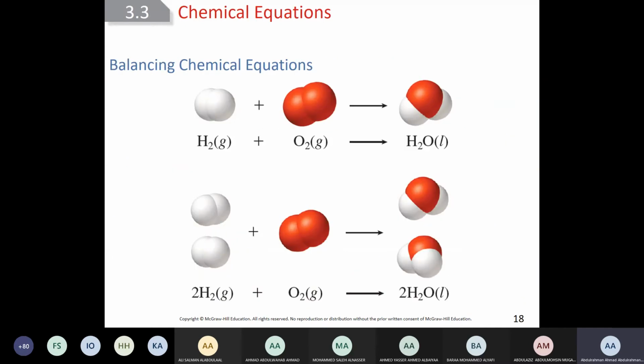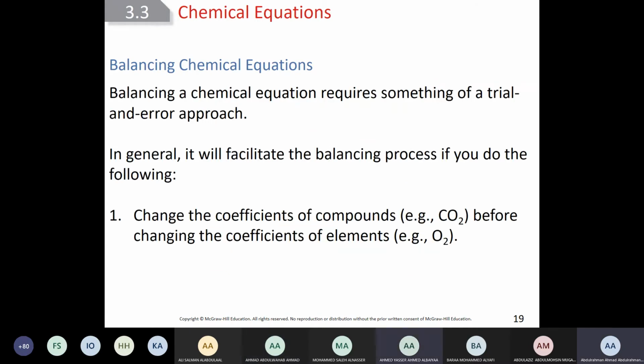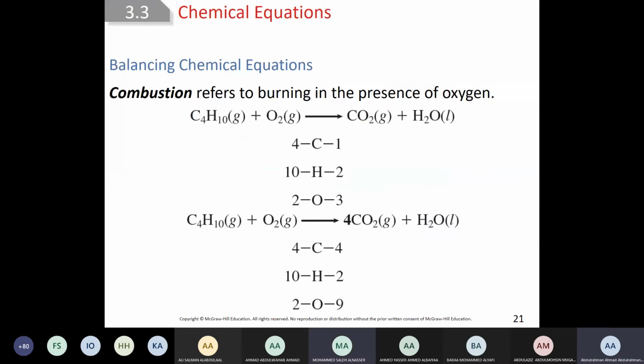Let's have H2 plus O2. We know that H2 reacts with oxygen to give you H2O. Is this balanced? No. So we put 2 in front of H2O, so we have 4 hydrogen atoms. Then multiply this H2 by 2, and the product by 2. Is this balanced now? Yes. Good.